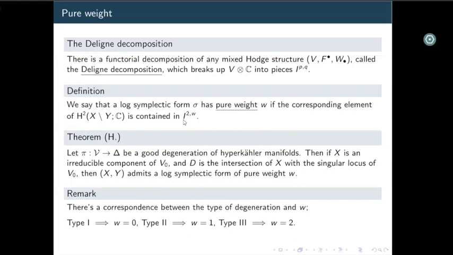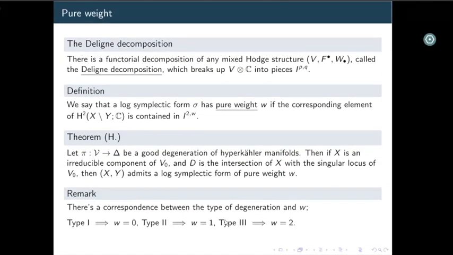So as I said, there are these types of degenerations of hyperkaehler varieties. And then there's this variable W, the pure weight. So how do these relate to one another? Well, pure weight 0 corresponds to type 1, pure weight 1 corresponds to type 2, and pure weight 2 corresponds to type 3. Okay, there's not much to say here. This is just the correspondence.